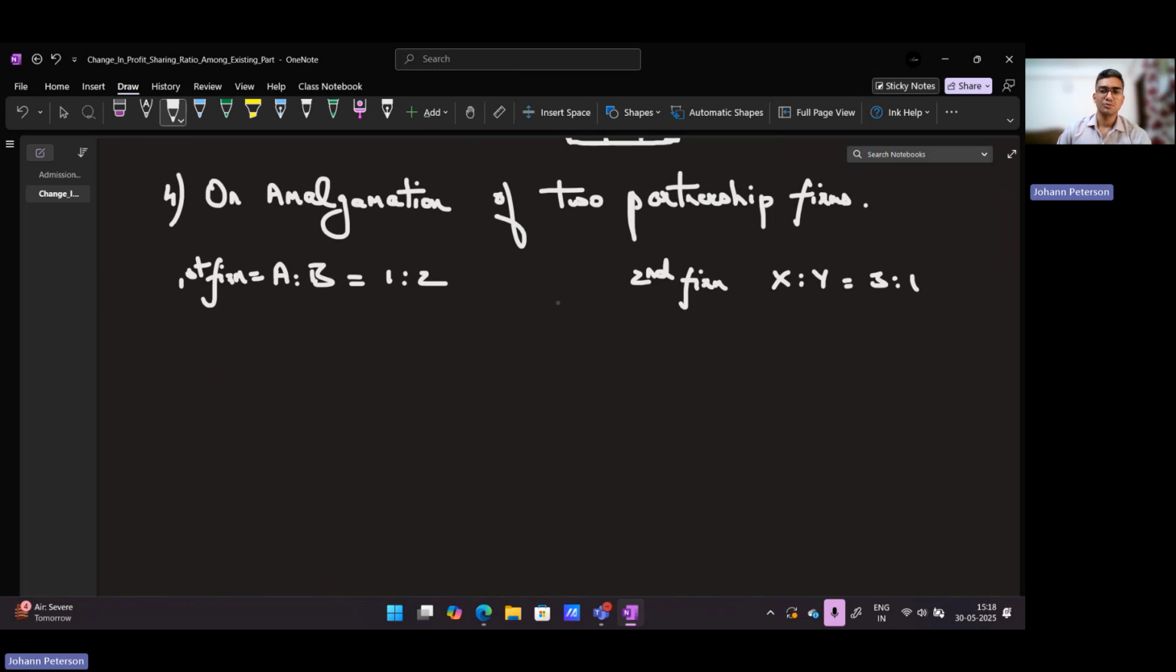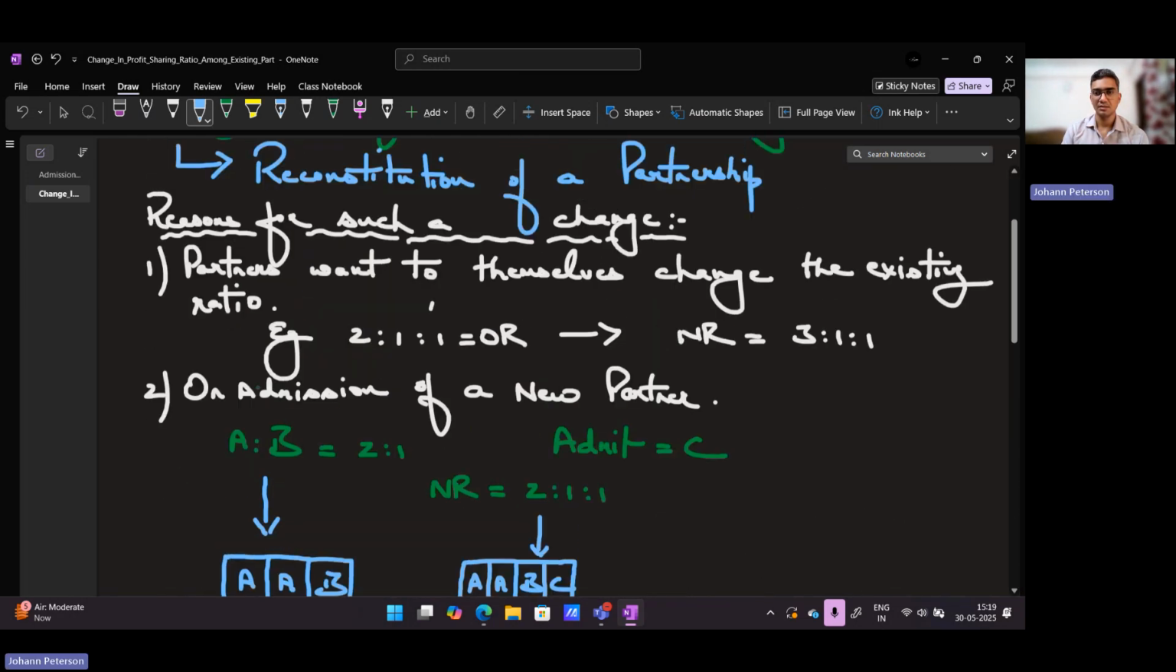So when these two amalgamate, when they two become one, when they join hands in order to form one partnership firm, at that point in time, they decide that the new ratio would be A is to B is to X is to Y, which is 1:2 is to 3:1. So this could be their decision. So these are four situations where we can say the profit sharing ratio of the partners has changed, and this is said to be that the firm has been reconstituted.